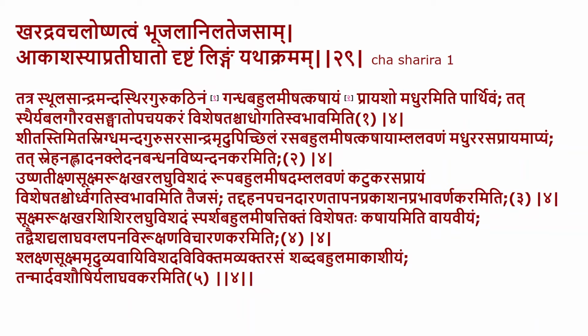Now, the concept of Panchamahabhuta is exactly the same theory. Instead of going for that number of 106 or 126 and so on, they are categorized into 5 categories, and their qualities are Kharadrava Chalostratvam, Bhujalajilazesam, Akashasya Pratighatah, Dristam, Lingam, Methakramam. Based upon the chemical properties or the physical properties, they are categorized into 5 categories.